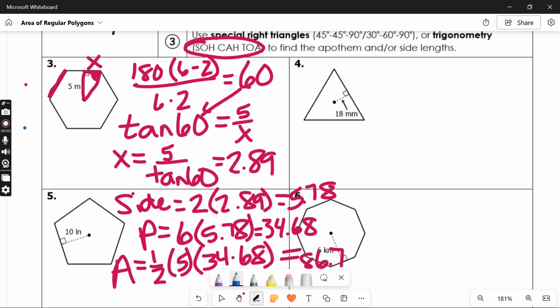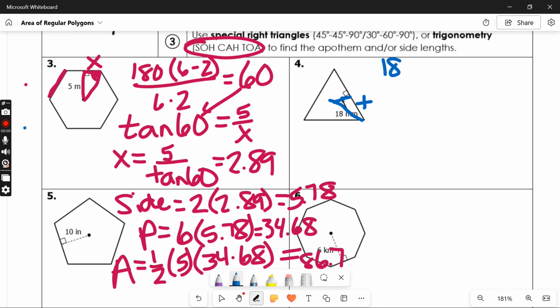Okay, I know originally I said I'm going to do 3 and 5, but I already wrote all over 5, so I'm just going to go ahead and do 4, and then you can do 5 and 6, and we'll check them. Okay, on number 4, this is my right angle, so 18 is my apothem, and I'm looking for the part of the side right there. Again, I told you the steps aren't going to change.